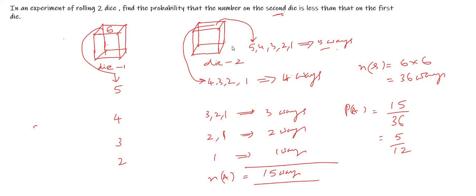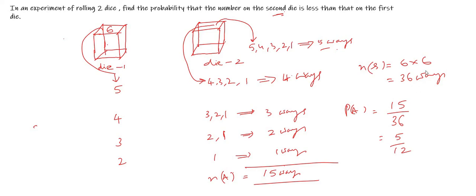If 6 comes, in the second die there will be 5 ways. If 5 comes here, 4 ways, and if 4 comes here, 3 ways are possible, and if 3 comes, 2 ways, and if 2 comes, 1 way. These are the possibilities satisfying the condition. Therefore 1 cannot come on this one.